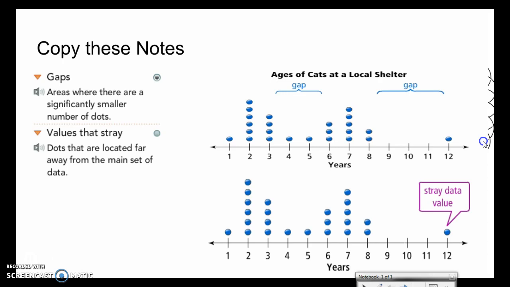And the last thing is the values that are astray. Dots that are located far away from the main set of data is our old grandpa cat that's 12 years old and is sleeping all day at the animal shelter. Somebody needs to adopt the old grandpa. Okay?